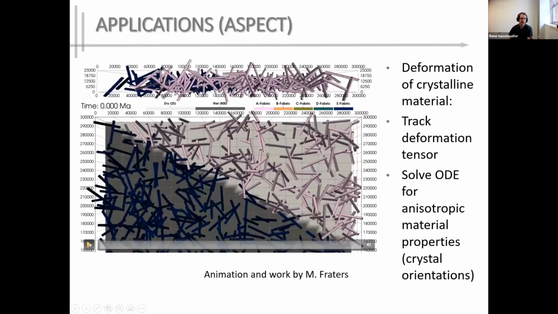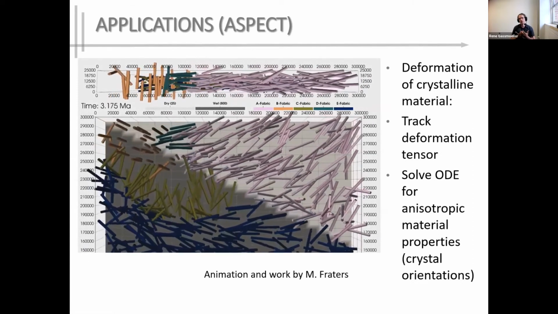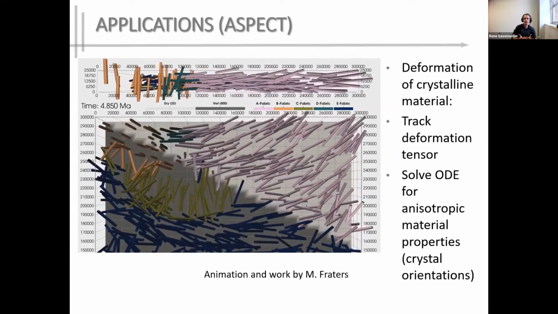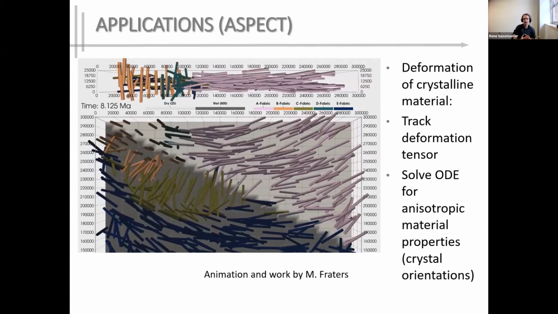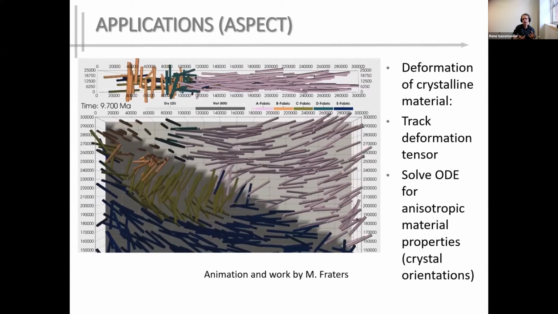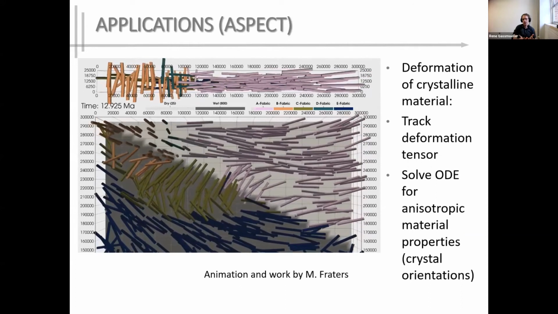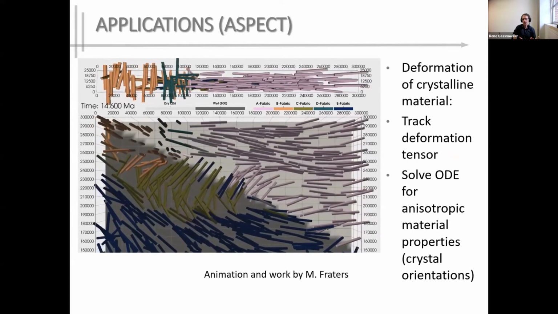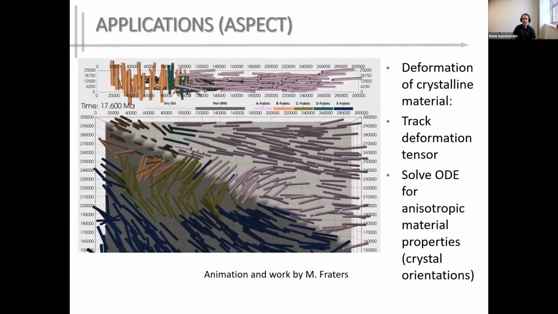There are other applications that particles are used for in geodynamics. This is an animation that was made by Menno Freitas at UC Davis, and he uses particles to track tensor properties of the material on them. The rock, when it is deformed, consists of many small crystals, and the crystals have anisotropic material properties, and they deform with the flow over time and develop a fabric, a form of preferred orientation for deformation.